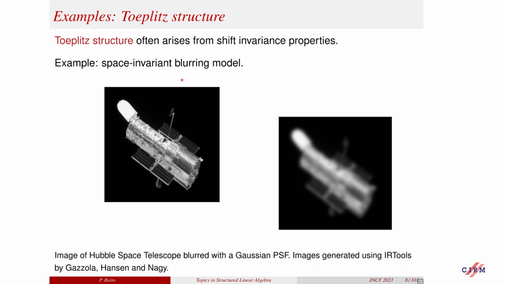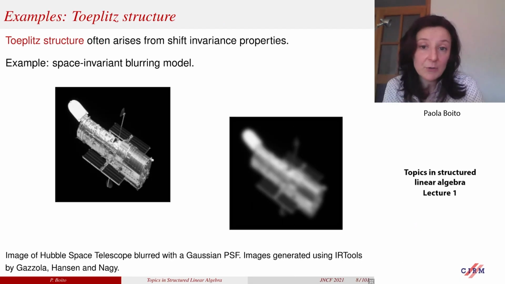For instance, here we have a picture of the Hubble Space Telescope. And here on the right, we have a blurred version of the same picture. By the way, I generated this blurred picture using a nice toolbox for image manipulation and restoration, called IR Tools, Image Reconstruction Tools, by Gazzola, Hansen, and Nagy, who are specialists of these topics. It's very nice and user-friendly, so I highly recommend it.